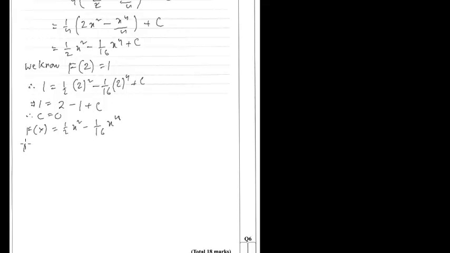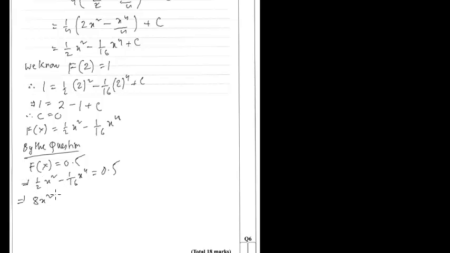f(x) equals half. By the question, f(median) equals 0.5. That means half x squared minus 1 by 16 x to the power 4 equals 0.5. Let's multiply both sides by 16 because this is the largest denominator. So 16 into half is 8x squared, minus 16 by 16 is 1, x to the power 4.